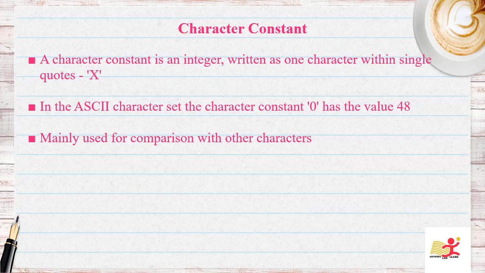Character constant. A character constant is an integer written as one character within single quotes, such as 'x' in single quotes. Its value is the numeric value of the character in the machine's character set. For example, in the ASCII character set, the character constant '0' in single quotes has the value 48. Character constants can be used in numeric operations as well. Like you use any other integers, character constants can also be used, but they are mainly used in comparisons with other characters.